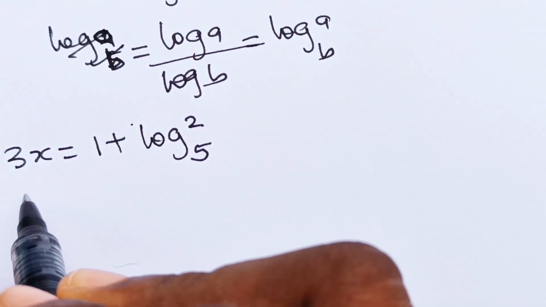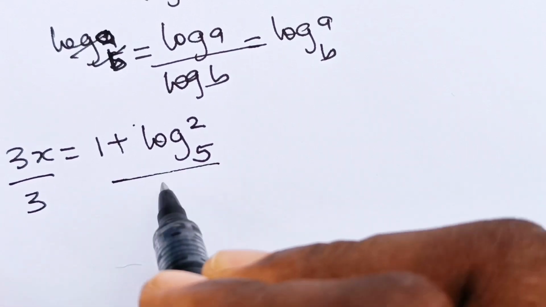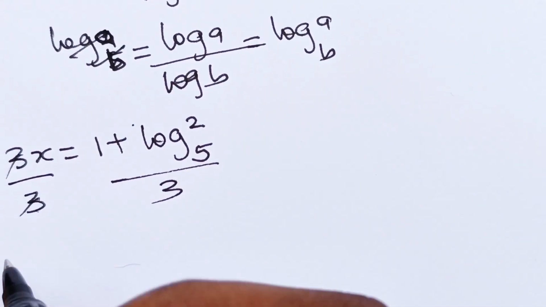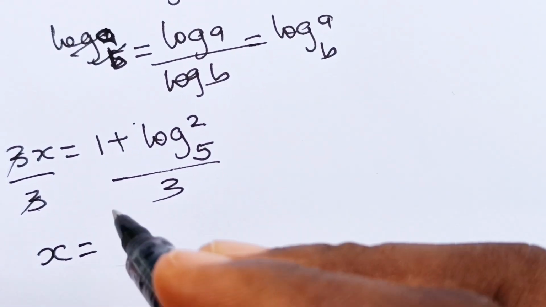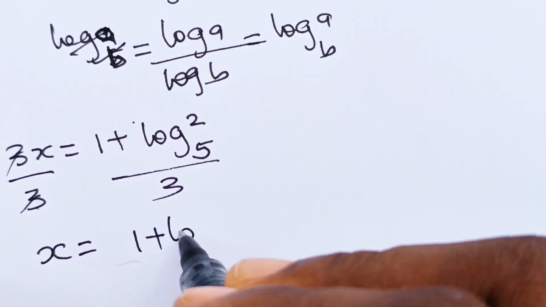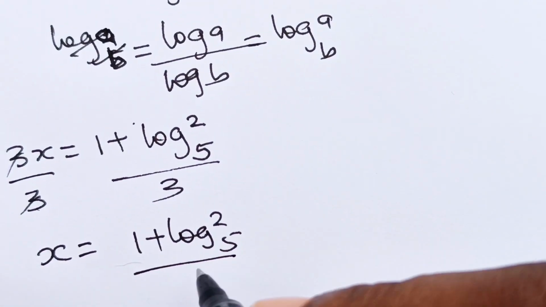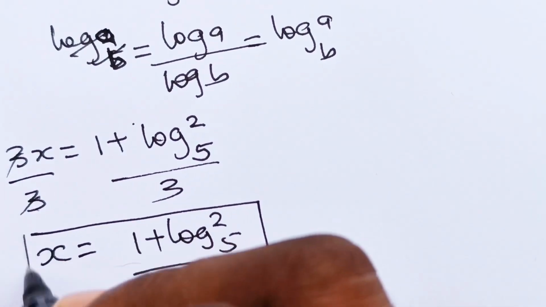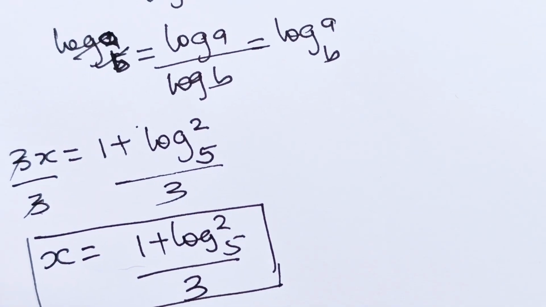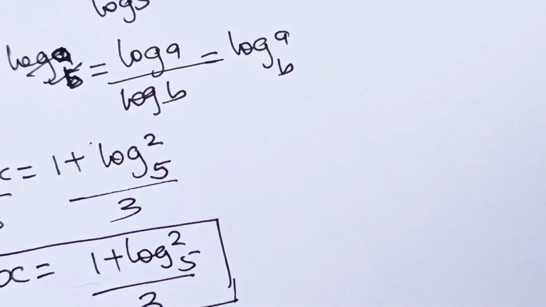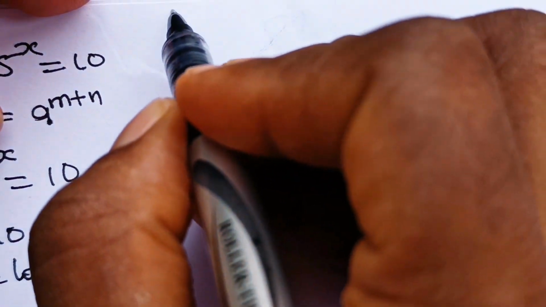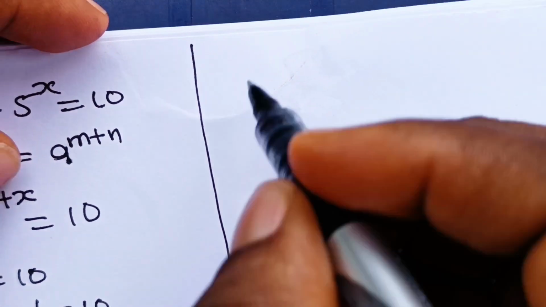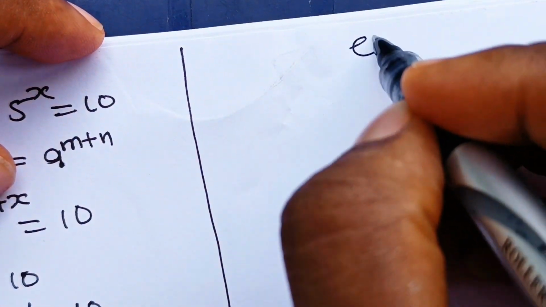So we are going to divide through by 3 in order to get our x, right? So you have that x is equal to 1 plus log 2 base 5, everything divided by 3. Now, to the most interesting aspect of this video, let's check the solution we got.